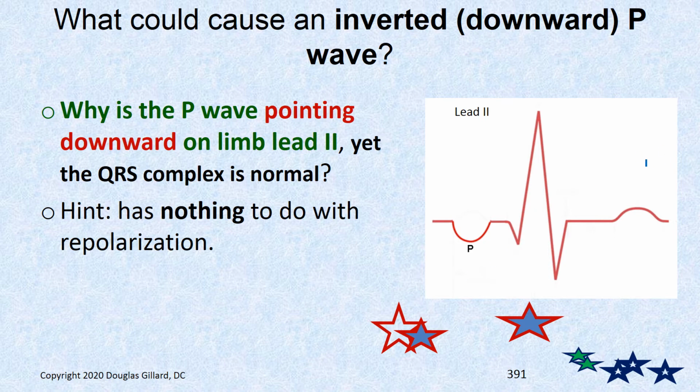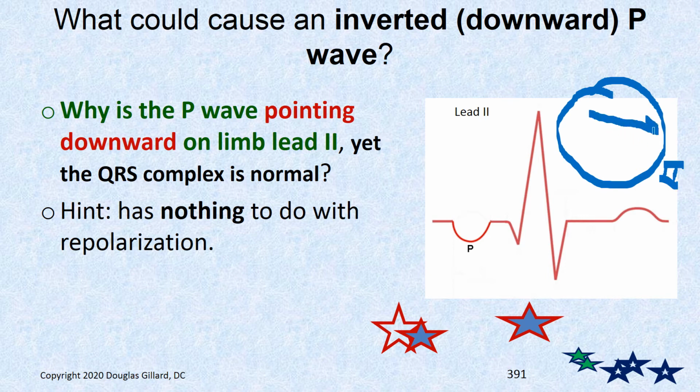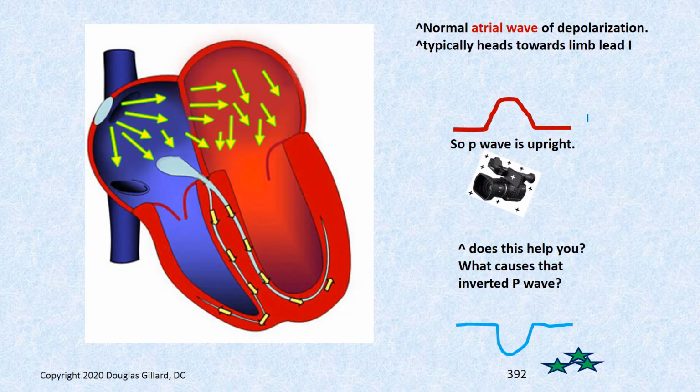Well, limb lead 2, we can draw our axis, our little dial, our little circle. Limb lead 2 is right here. And we know that normally the current runs about that way, so it should be positive. But if it's backwards, the current has to be running through the atria away from it. That's the only way that can happen, and that's exactly the cause of this.